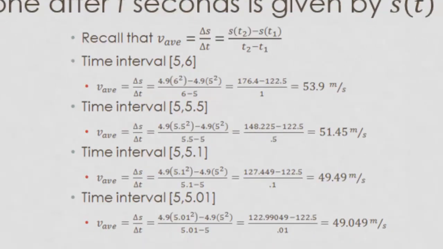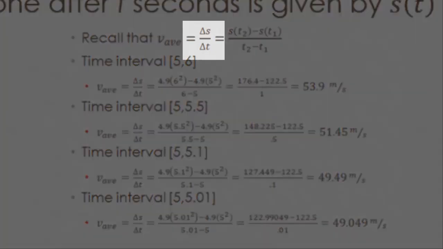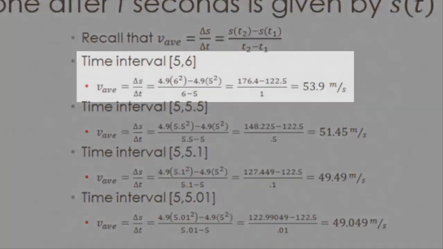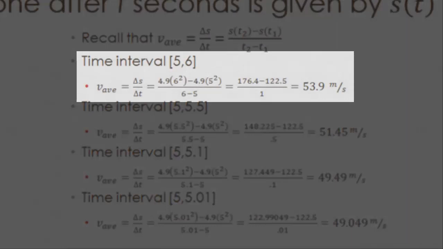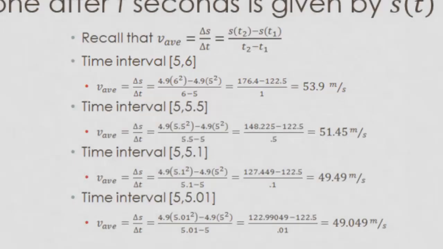So these are the calculations that we did. We said that average velocity was a change in position with respect to a change in time. These are only averages, so we just needed the changes in the positions divided by the changes in times. So for the time interval from 5 seconds to 6 seconds, here's the 4.9 times t squared minus 4.9 times t squared. There's the difference in the times, etc. These are all the calculations that we did.